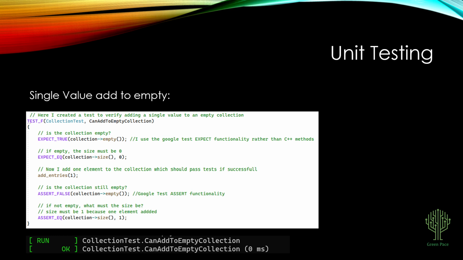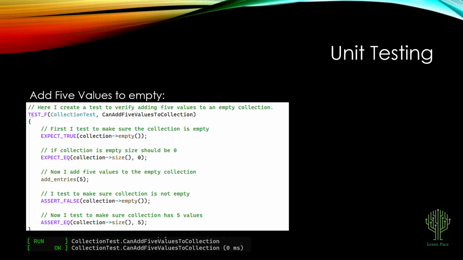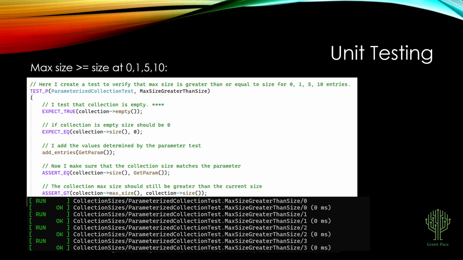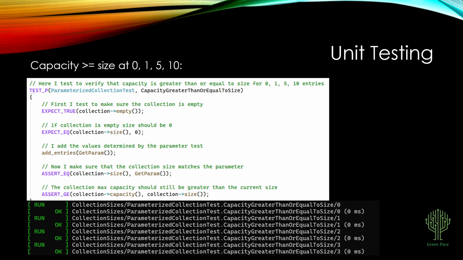Then I tested the add entries method to make sure that adding a single item to an empty collection worked correctly. After that, I tested adding 5 different values to ensure the method handled multiple entries reliably. I followed up by checking whether the collection's maximum size updated appropriately as new entries were added. I also verified that the capacity increased in line with the collection's growth, which showed the storage adjustments were working.